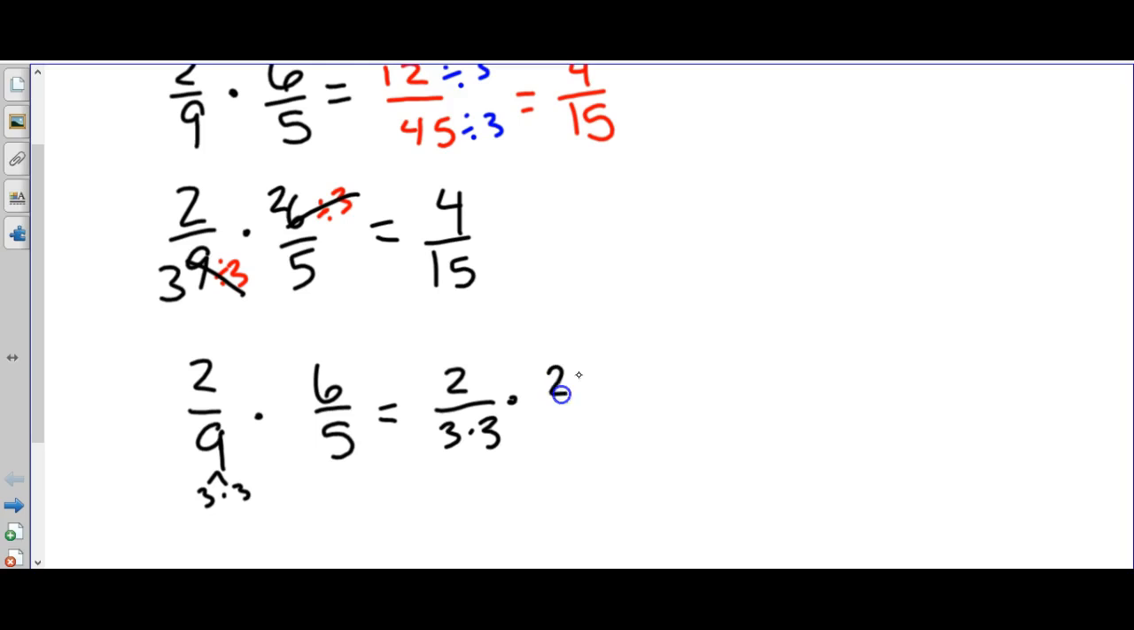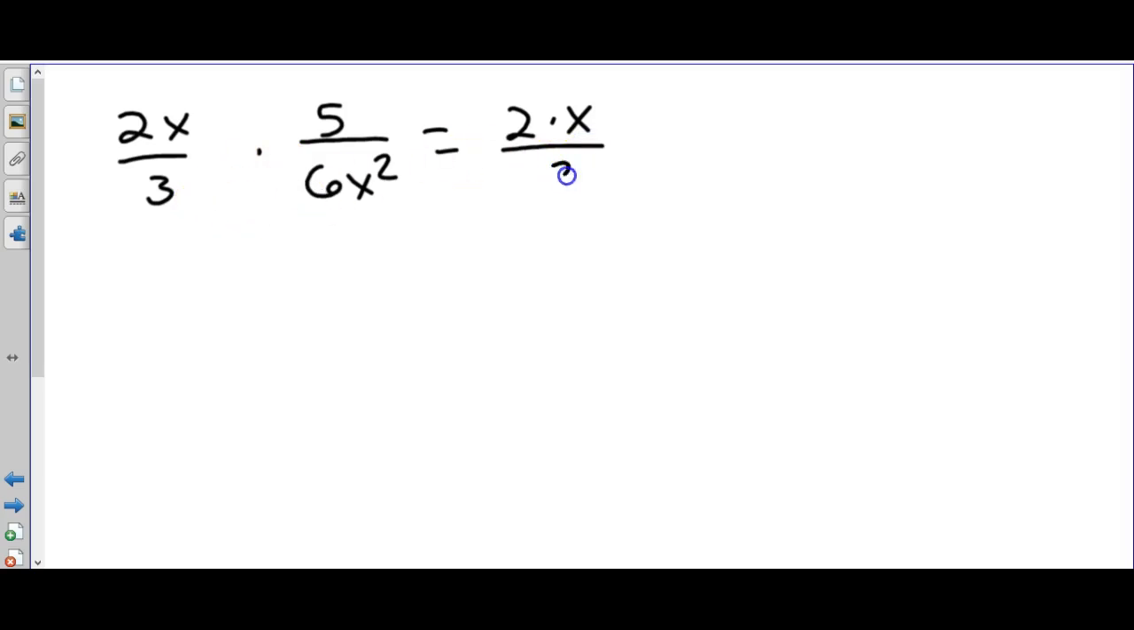Six can break down to be 2 times 3. 5 is already prime. So then we just look for anything that matches on the top row and the bottom row. We have matching 3's. And then we multiply it back together. 2 times 2 is 4. 3 times 5 is 15. So again, when it's just numbers, I actually prefer the first method, or the second. When it's numbers and variables, I prefer to break it all down. It makes it a little bit easier to find what is going to cancel out and disappear.